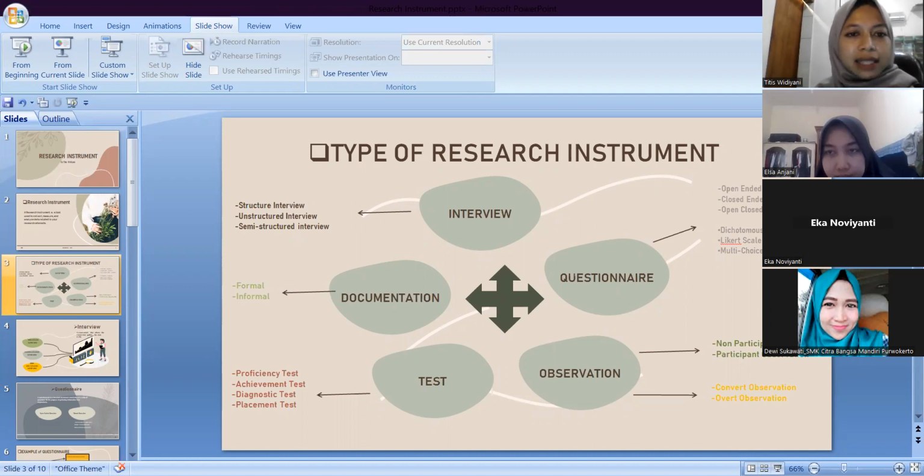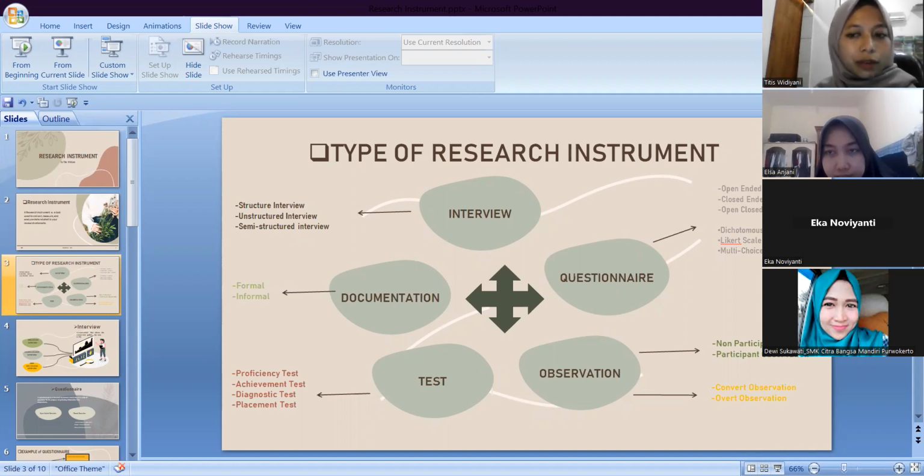There are 5 research instruments. The first is interview. Interview is divided into structured interview, unstructured interview, and semi-structured interview. And the second is questionnaire. It's divided into 3. The first is open-ended question, close-ended question, and open close-ended question. It is a combination between open and close. And when we talk about close, that is divided into 3: dichotomous question, Likert scale question, and multi-choice question.